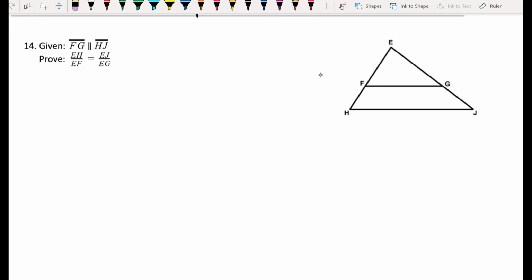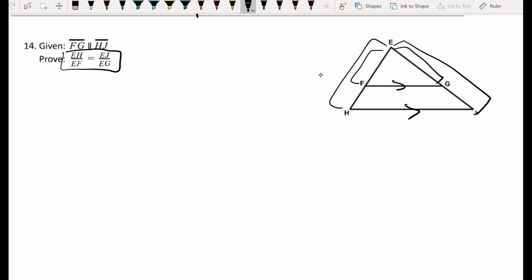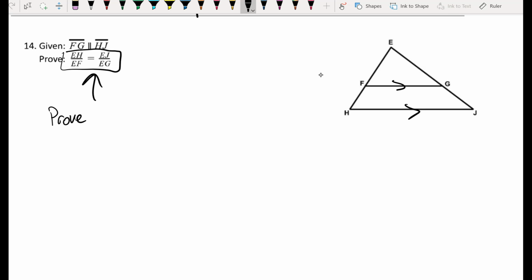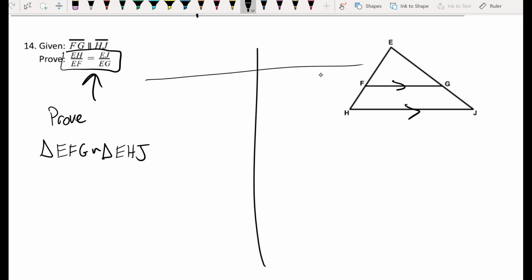And for number 14, I'm given that FG is parallel to HJ, and I want to prove some proportion is true. I want to prove that when I divide EH and EF, that's the same constant as when I divide EJ and EG. Well, remember that if my triangles were to be similar, then the sides would be in proportion. So a strategy for me is I want to prove that triangle EFG, the top triangle, is similar to triangle EHJ, and then I can just say that corresponding sides of similar triangles are in proportion. So let's try that here.